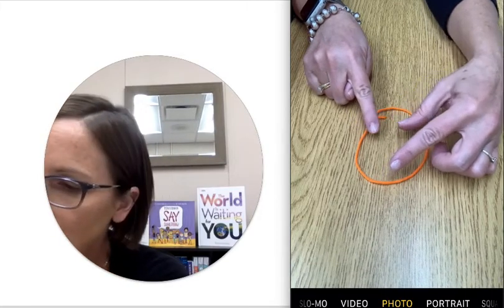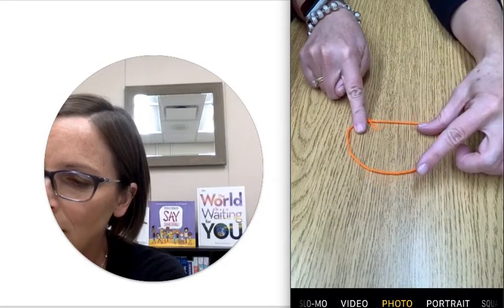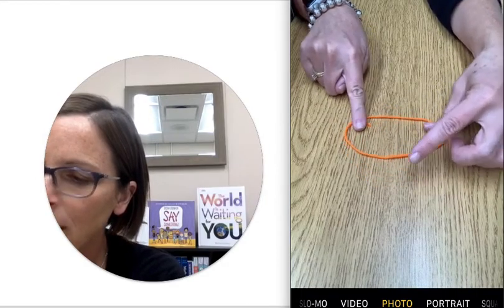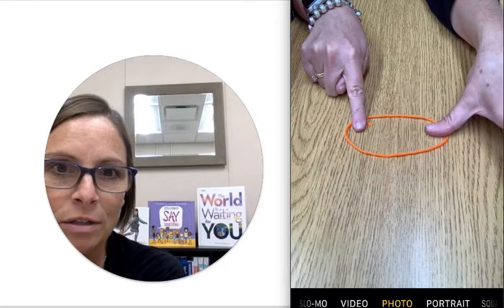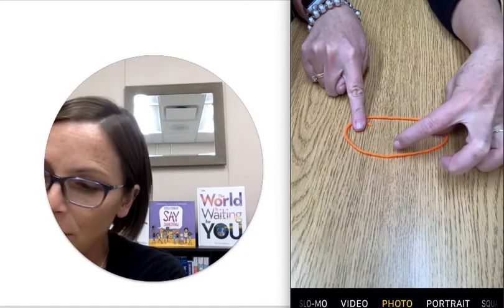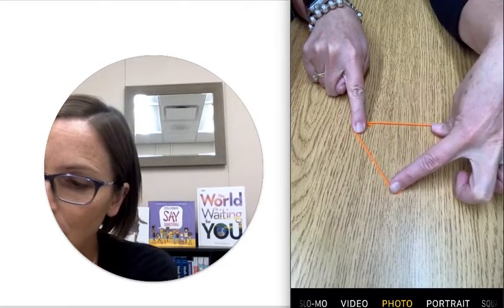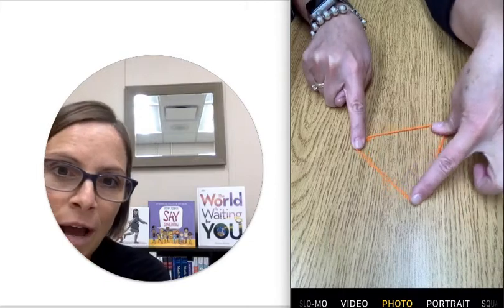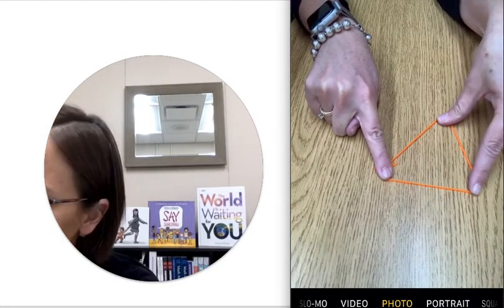Whoa. All right, so I'm going to put 2 down here. Those are my 2 fingers, 2 vertices, but I need a 3rd one, so I'm going to put this one up here, and I'm going to stretch it out. Can you see my triangle?